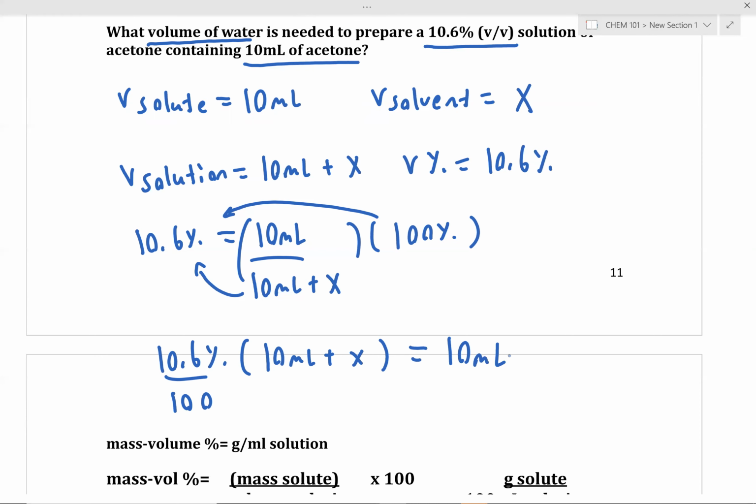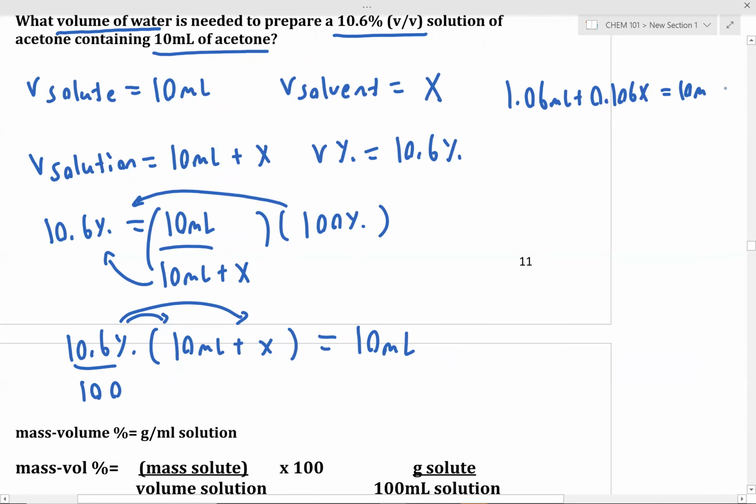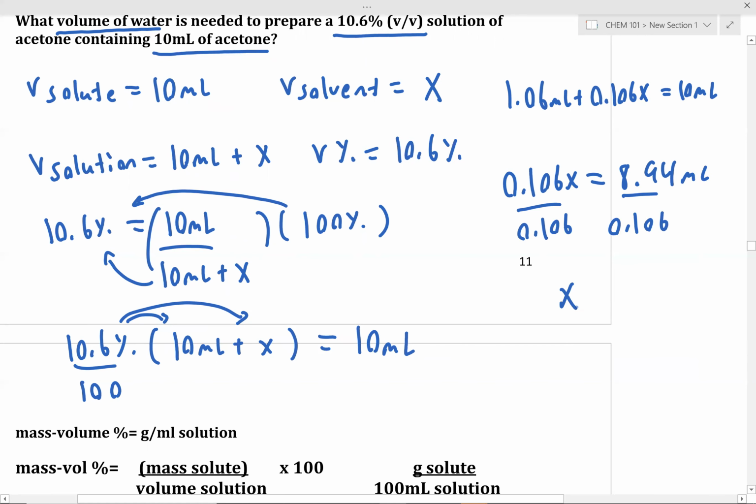Okay, then from there, we're going to distribute each of these terms. So let's distribute each of these terms. So we have 1.06 milliliters plus 0.106x is equal to 10 milliliters. We then have 0.106x is equal to 8.94. And to finish off this algebraic solution, we just divide by 0.106. And in turn, we get a volume of water of 84.3 milliliters.